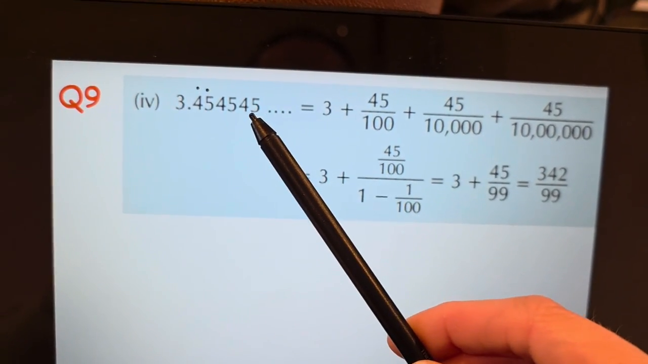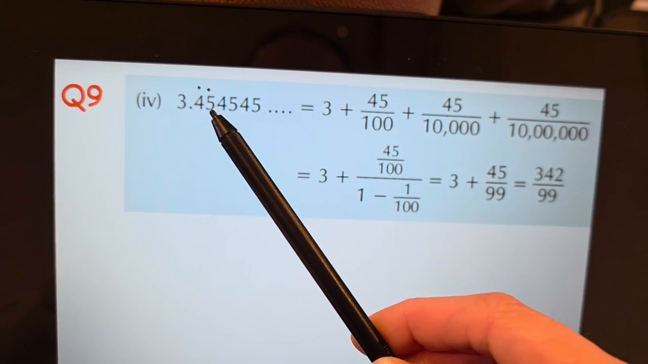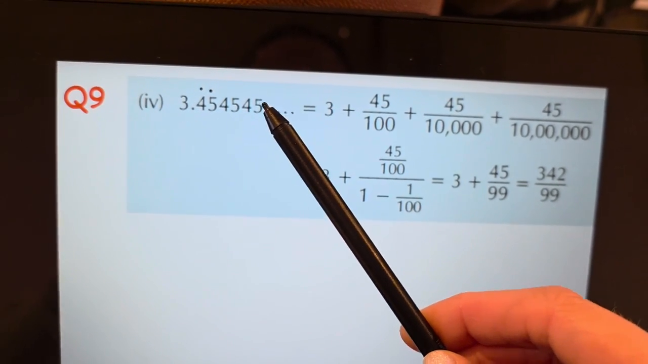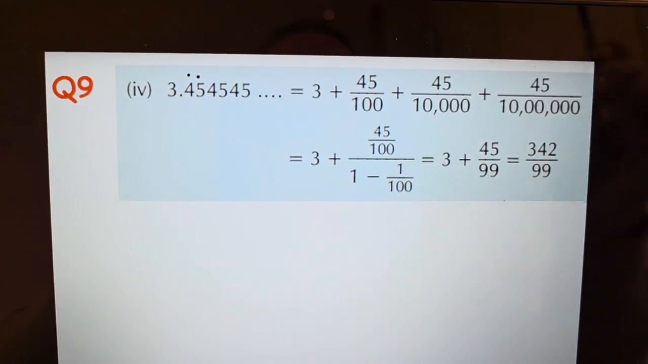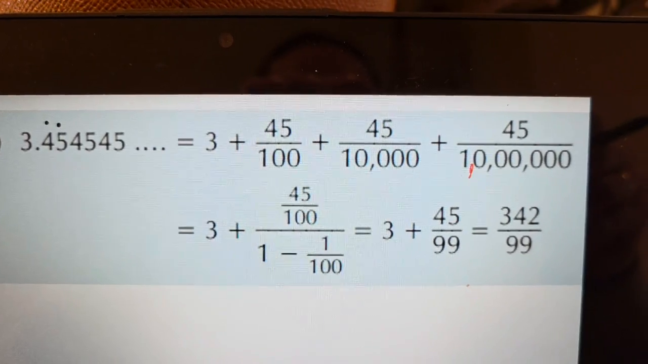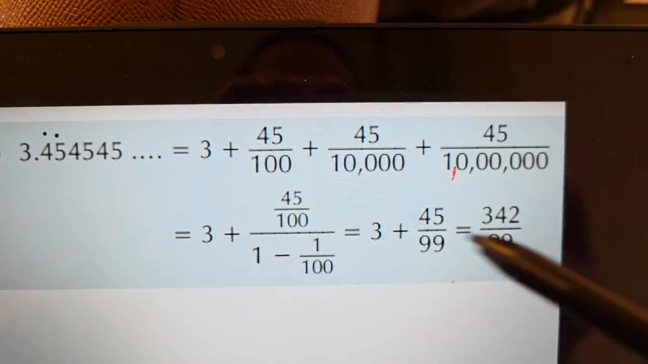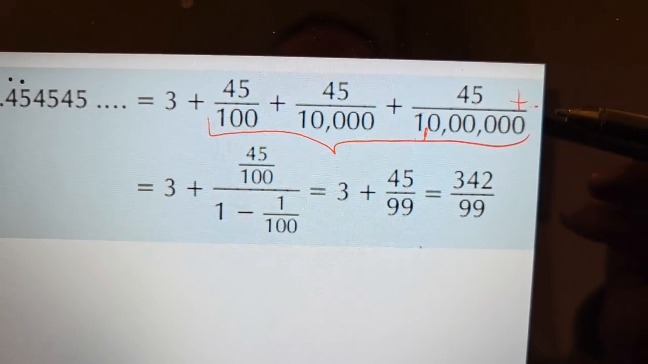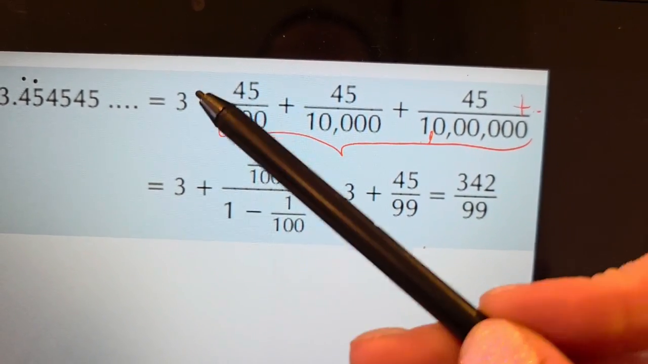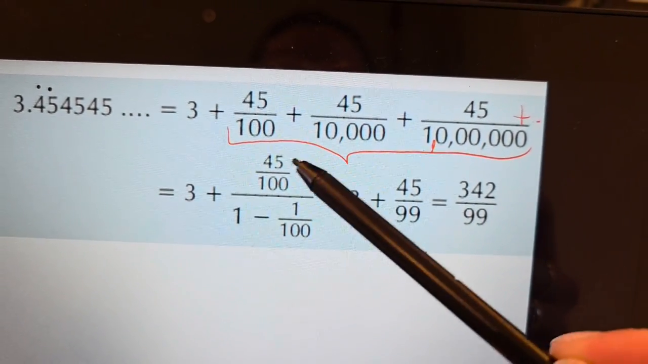The next 45 would be 0.00045 or 45 all over a million. That should be, the commas are in the wrong place. Okay, so the repeating pattern starts here and that will go on to infinity. So 3 whole units plus, this is my sum to infinity formula.